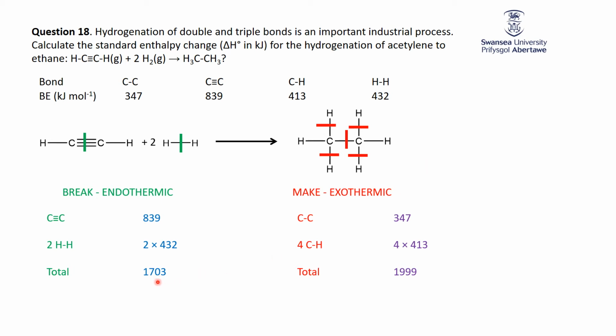I need 1703 kilojoules, but I get back 1999 kilojoules. Delta H is the endothermic 1703 and the exothermic minus 1999. Delta H is minus 296 kilojoules.